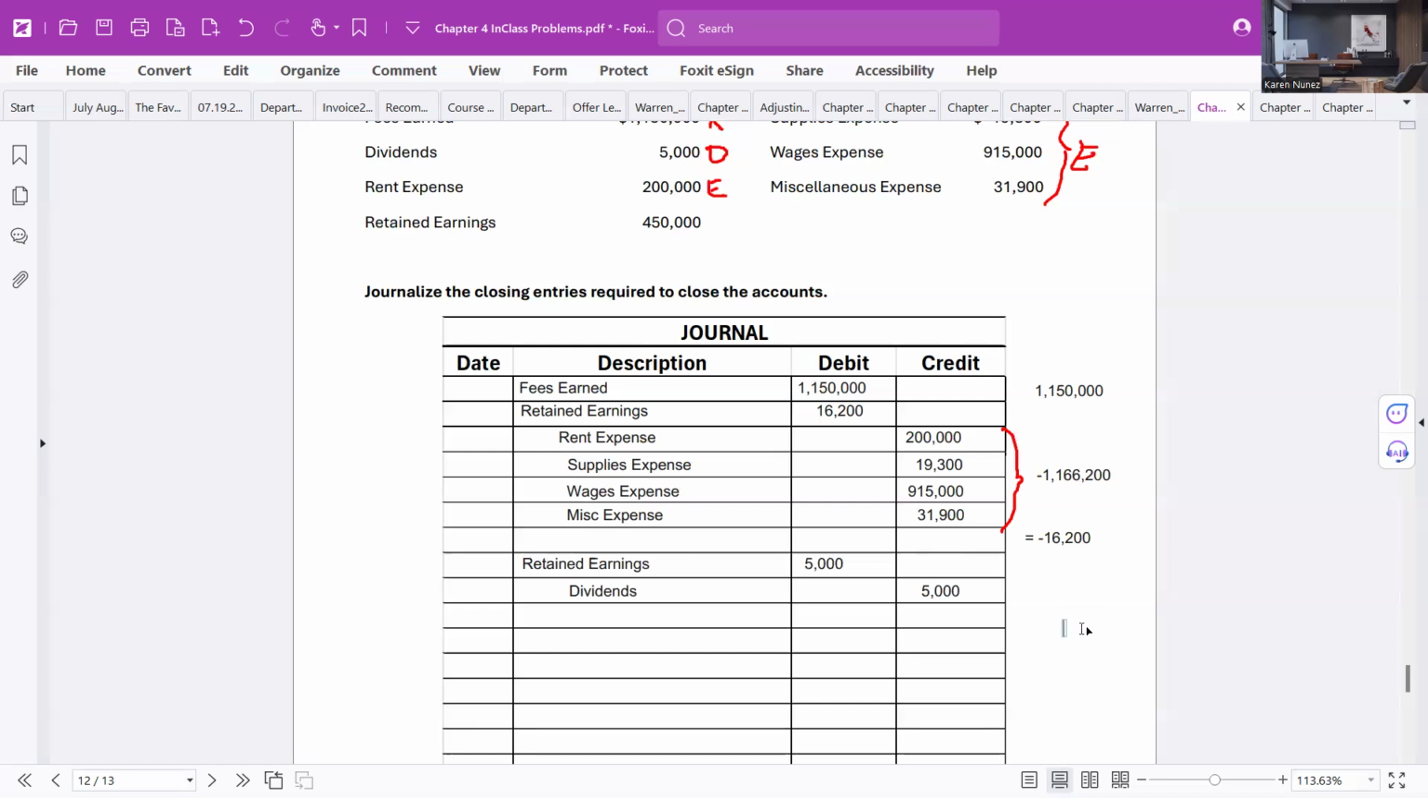And that's an example of closing entries with a net loss, right? Our expenses exceed our revenue. And that's it. That's it for chapter 4. Certainly, if you have any questions, don't hesitate to reach out to me, and I'll see you in chapter 5. Actually, chapter 6 is our next chapter. Take care.